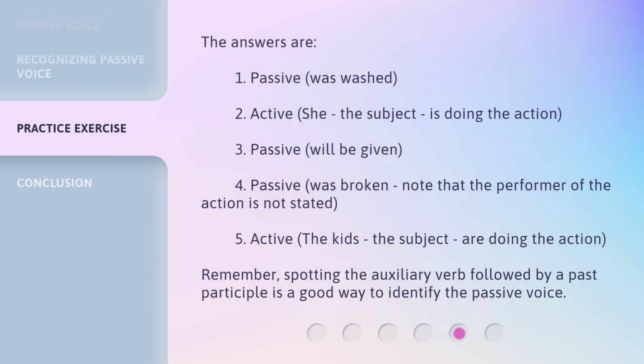The answers are: 1. Passive, was washed. 2. Active, she, the subject, is doing the action. 3. Passive, will be given. 4. Passive, was broken. Note that the performer of the action is not stated. 5. Active, the kids, the subject, are doing the action. Remember, spotting the auxiliary verb followed by a past participle is a good way to identify the passive voice.